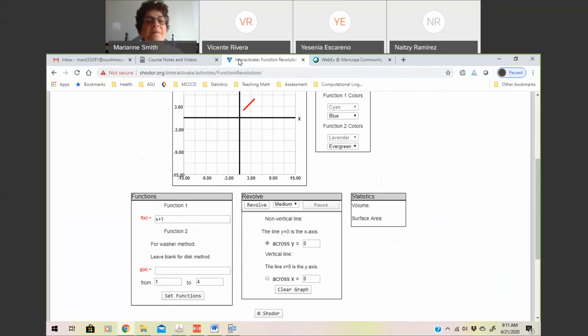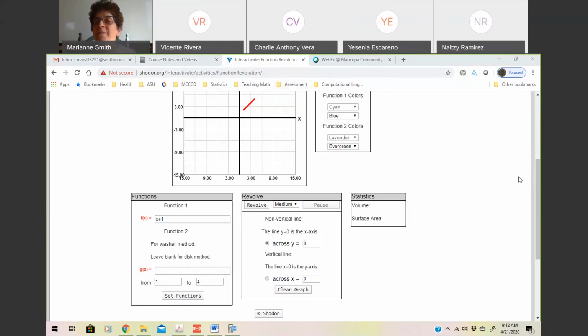Okay, so here it is. It's Shodor.org. I'm typing it in the chat so you can see it, Shodor.org. I also have this in our notes. Basically, if you go into our MyMathLab course, into the section on chapter 16, you'll see this under applets.